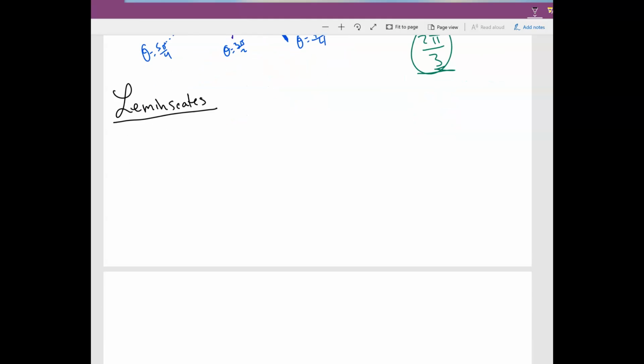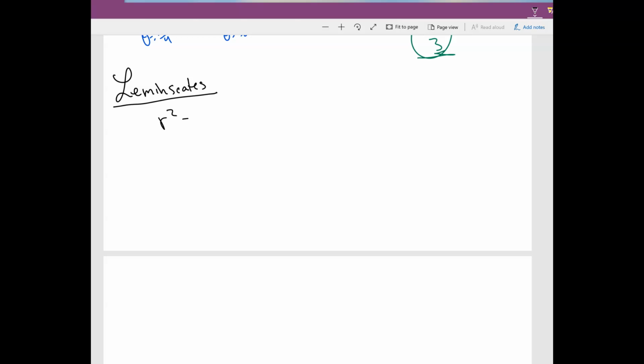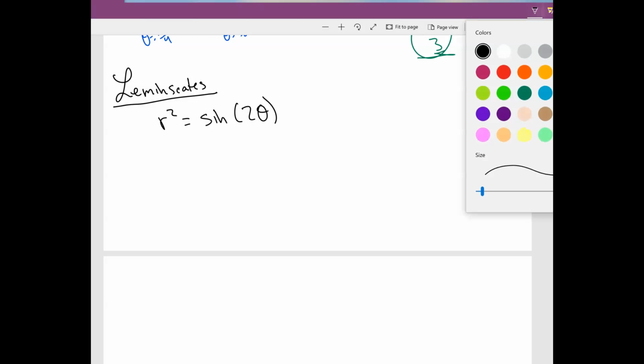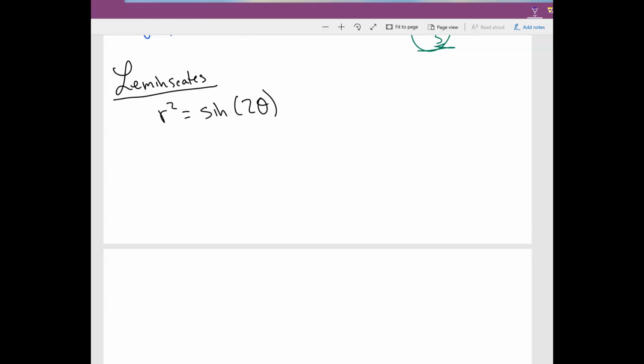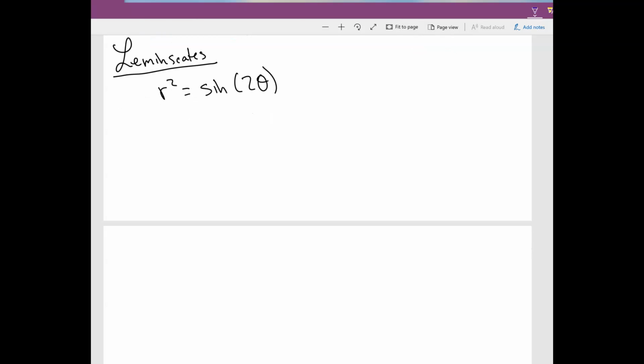Okay. So let's say you had r squared equals sine of 2 theta. Now this one you have to be very careful with because you have an r squared. One thing that I would highly suggest is to not square root it, because if you square root it, that's going to look horrific to graph. So what I would do is graph this in just an r squared and a theta.